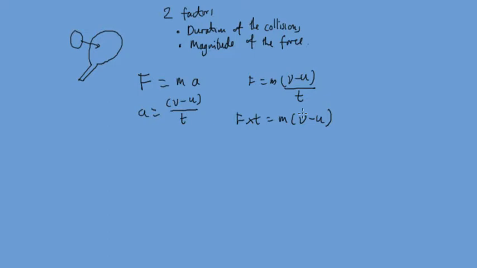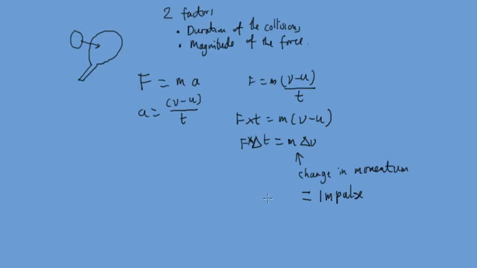This leads to the idea that the force multiplied by time is equal to the mass times the change in velocity. So we can rewrite this as F times the change in time, the duration over which the collision takes place, is equal to mass times the change in velocity. The force multiplied by the time it acts is therefore equal to the change in momentum. And we call this the impulse. So this whole concept is called the impulse of the collision.